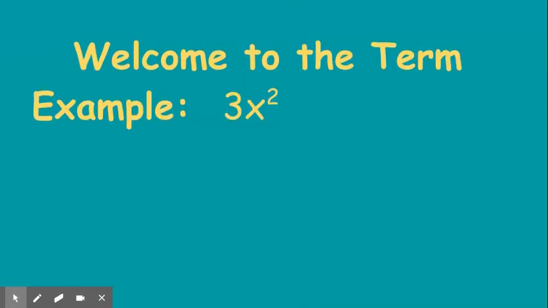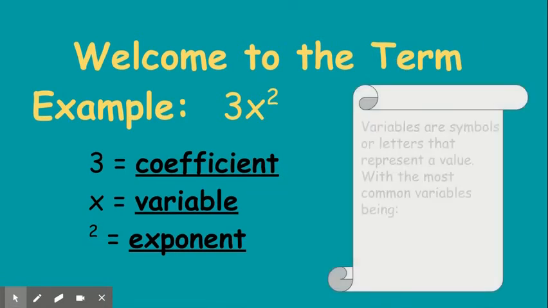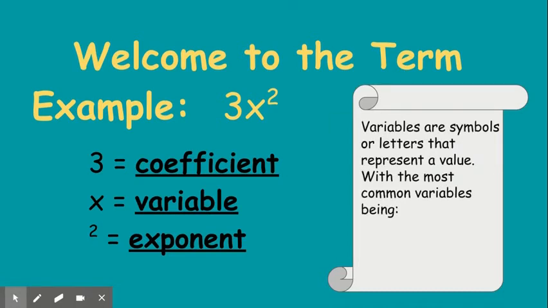So for example, if I have 3x squared, the 3 is the coefficient, the x is a variable, and the 2 is the exponent. So the little 2 at the top is the exponent. So variables are symbols or letters that represent a value. So the most common variables that we will be seeing are x, y, z, a, b, c, s, t, u, and v.